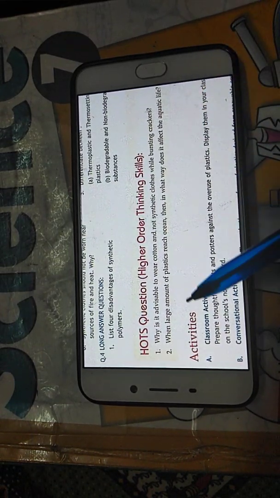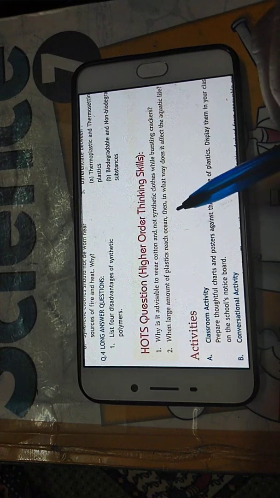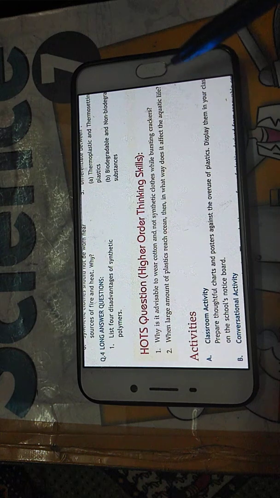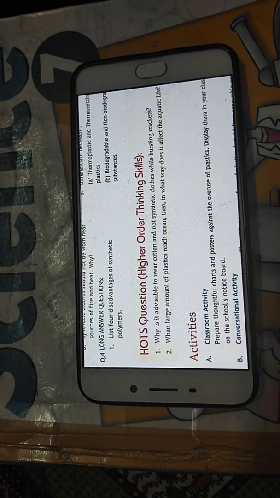Second question: when a large amount of plastic reaches the ocean, in what way does it affect aquatic life? The pieces of plastic pollute water bodies, and these plastic pieces are often swallowed by small aquatic animals like fishes, turtles, etc. The plastic can pass through their gills and block them. Thus, plastic causes decline of aquatic life.